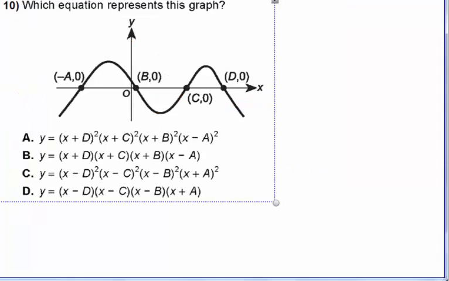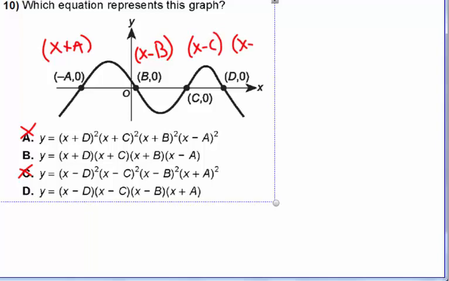Alright, so if we want to represent this graph, we want to basically write an equation so all those values are 0. And if you look, there's no double root, so we know a and c aren't it. But negative a, x plus a would make that 0. Positive b, x minus b would make that 0. x minus c, and x minus d. So if we look at that, D would be our correct answer.